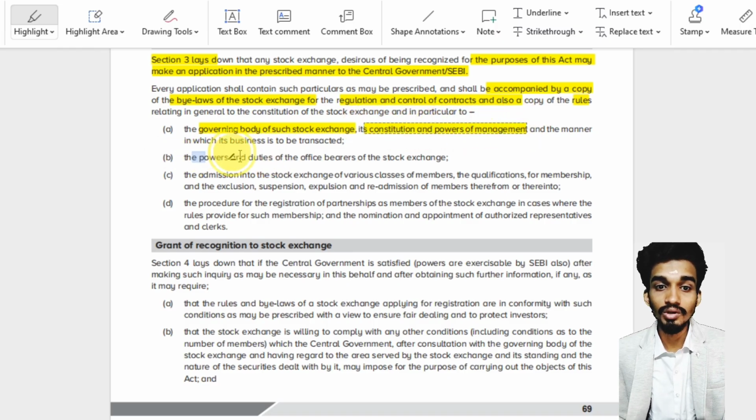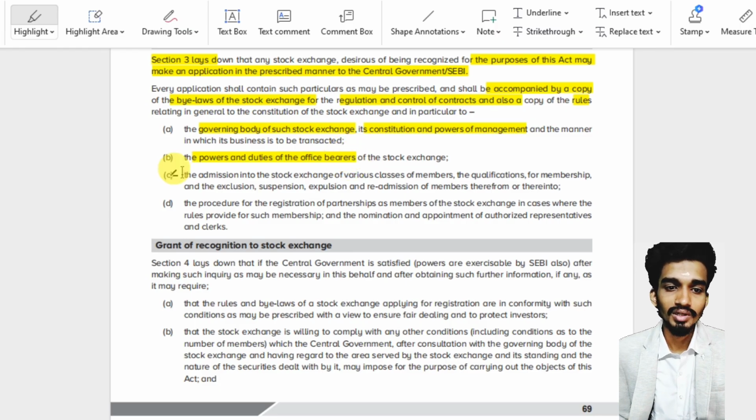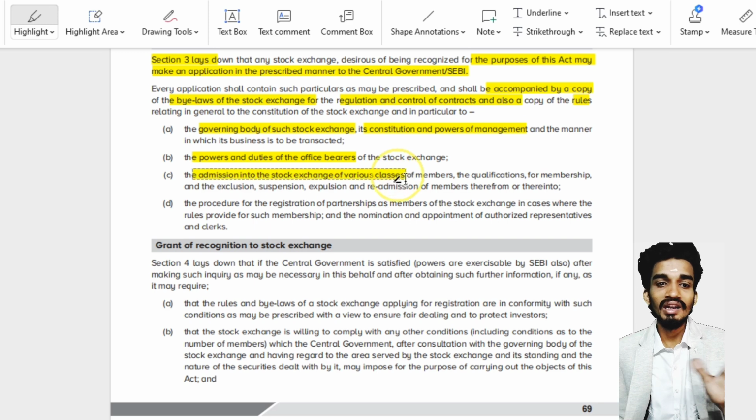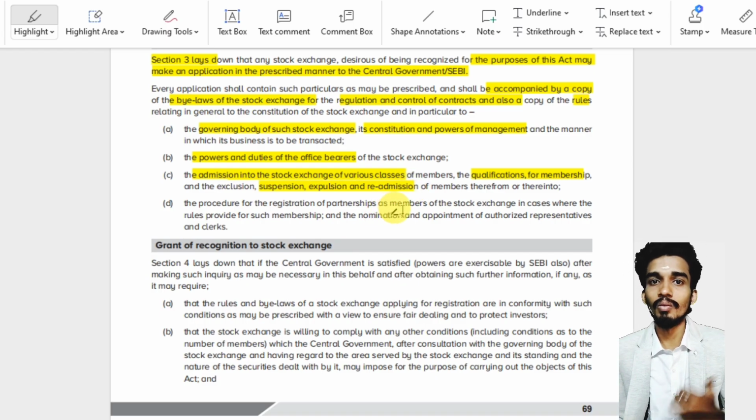And the powers and duties of the office bearers, the duties of the office members, the admission. So whenever you are admitting any partner, what are the criteria that you are imposing while admitting a partner, like their qualification, their background, their membership, and all the rules regarding the suspension, expulsion. Expulsion means you're removing the partner. And readmission of members, on what basis.